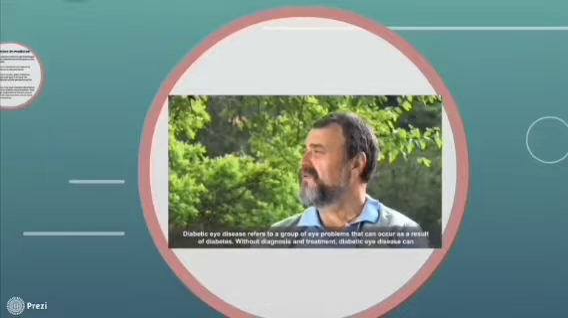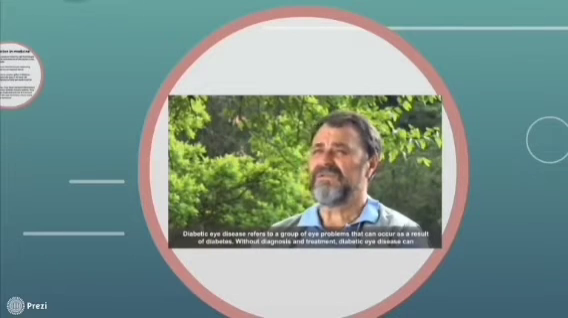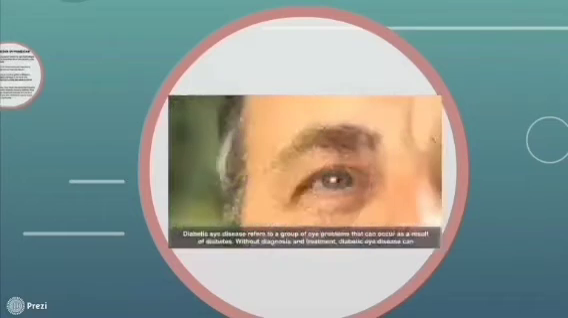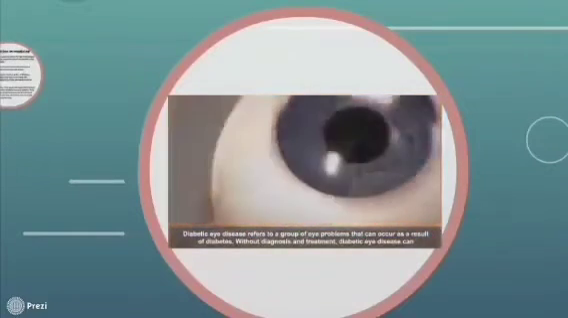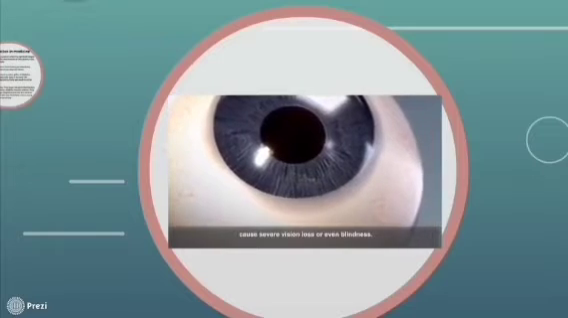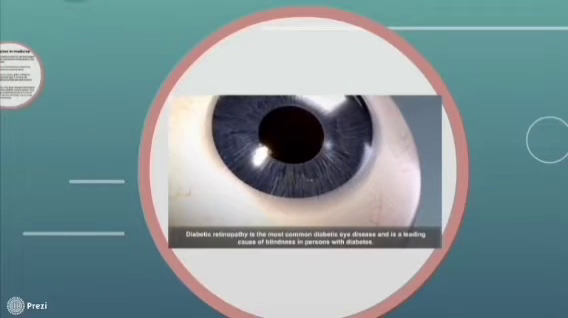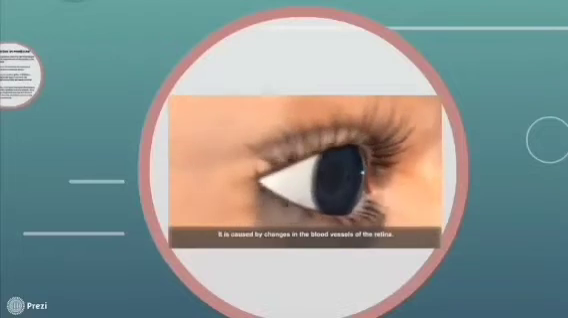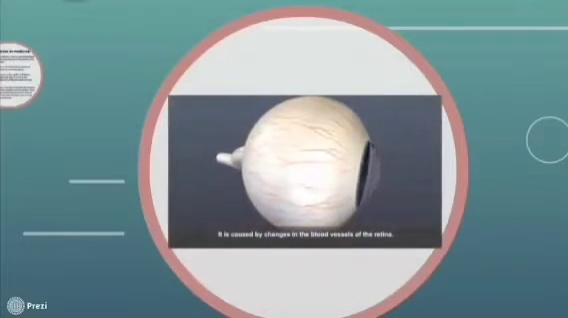Diabetic eye disease refers to a group of eye problems that can occur as a result of diabetes. Without diagnosis and treatment, diabetic eye disease can cause severe vision loss or even blindness. Diabetic retinopathy is the most common diabetic eye disease and is a leading cause of blindness in persons with diabetes. It is caused by changes in the blood vessels of the retina.